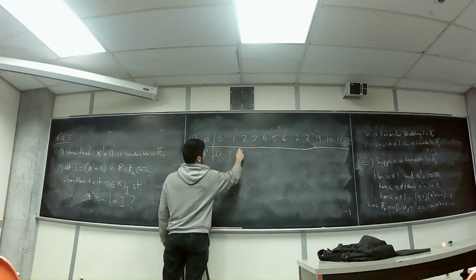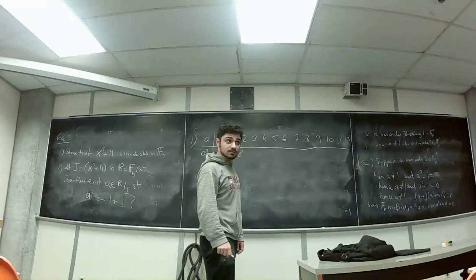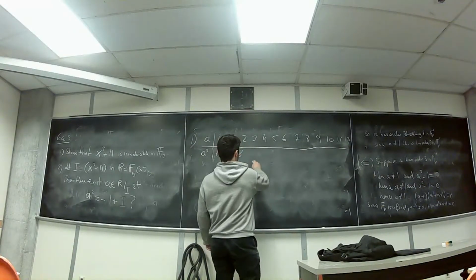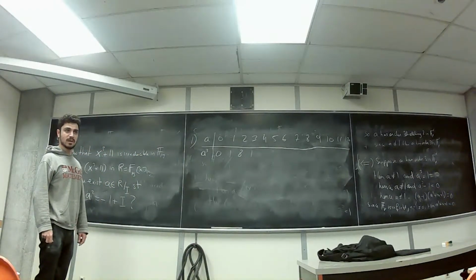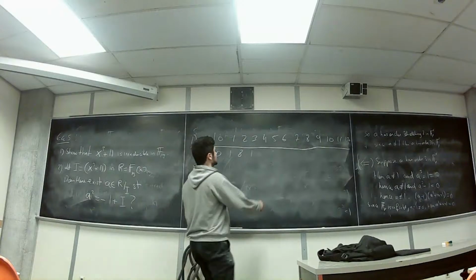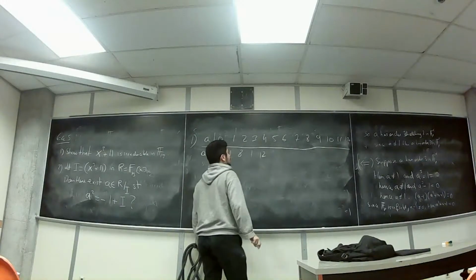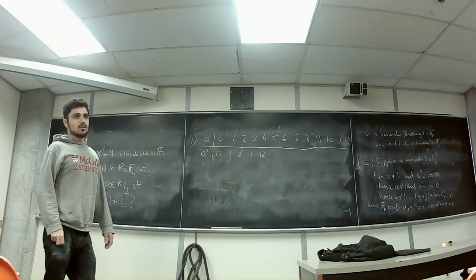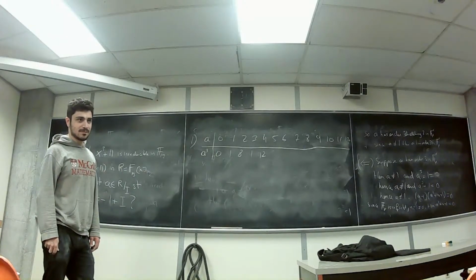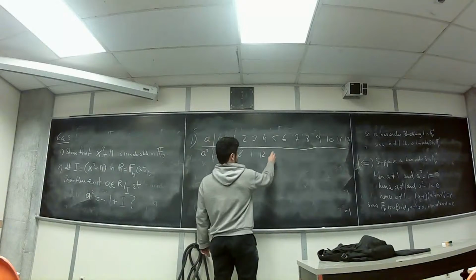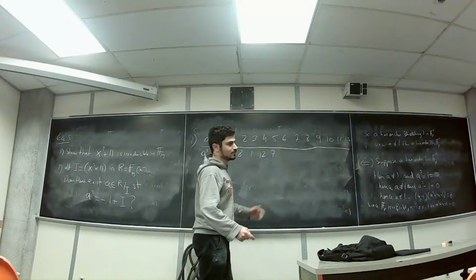a cubed: 0, 1, 8. 3 cubed is 27. 27 is 1, right? 27 mod 13 is 1. 4 cubed is 64. 64 is minus 1, which is 12, right? 5 cubed is 125. 125 is minus 5, which is 7. It's worth having calculated. Well, you can still do that, right?